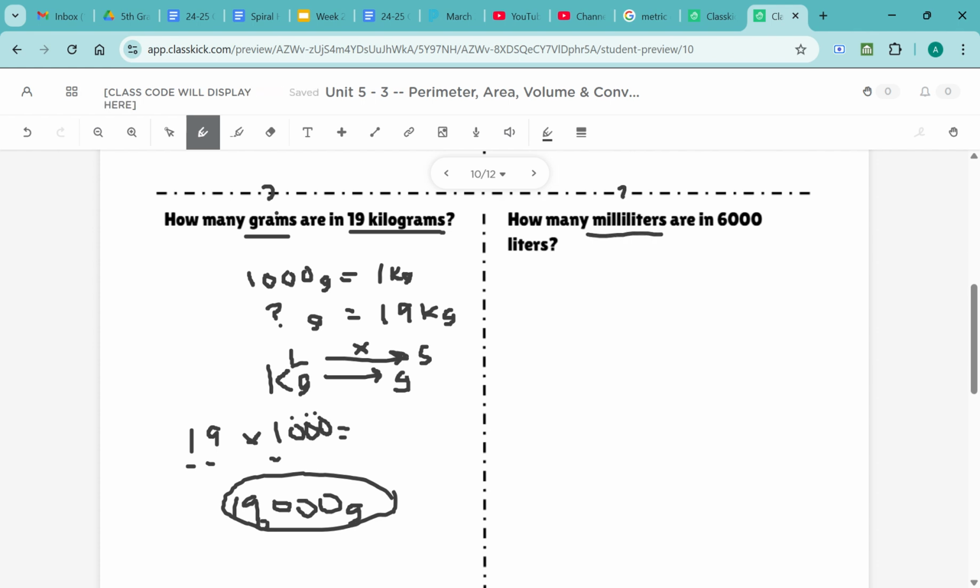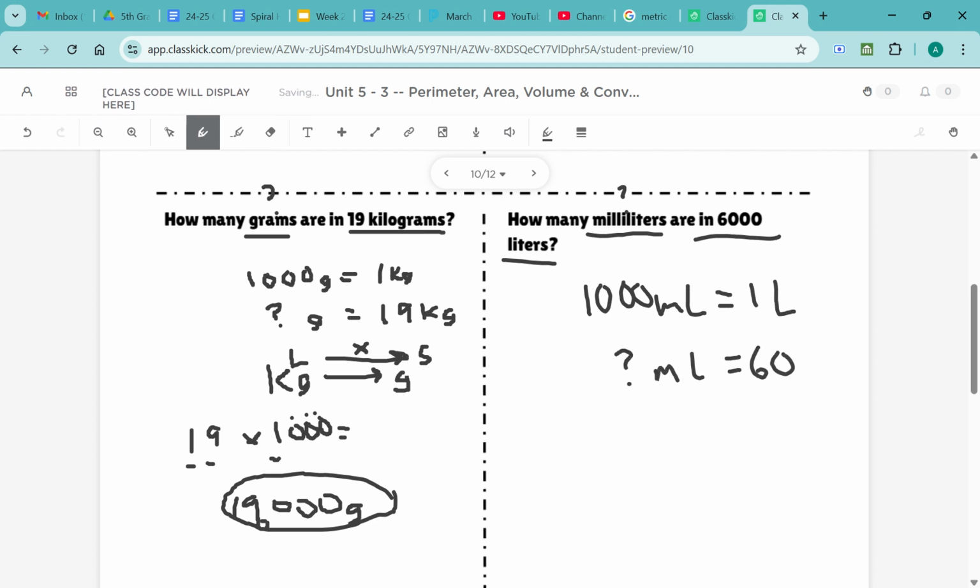All right, how many milliliters? We don't know. We're figuring out milliliters. Are in 6,000 liters. Okay, so I go to my star chart, and I see that there's 1,000 milliliters equal to 1 liter. Okay, so I'm trying to figure out how many milliliters equal 6,000 liters. So now I'm converting from liters to milliliters because that's what I'm trying to figure out. Am I going from a large unit to a small unit, or a small unit to a large unit? Well, here I'm going from a large unit to a small unit.